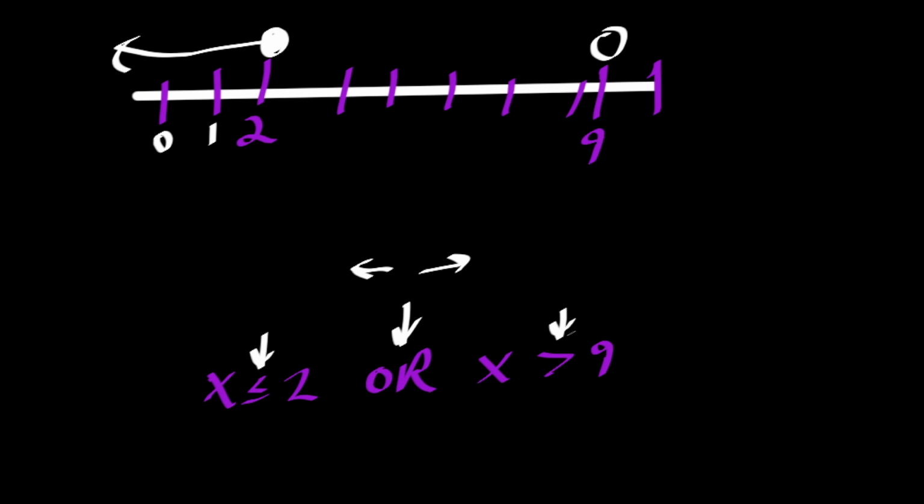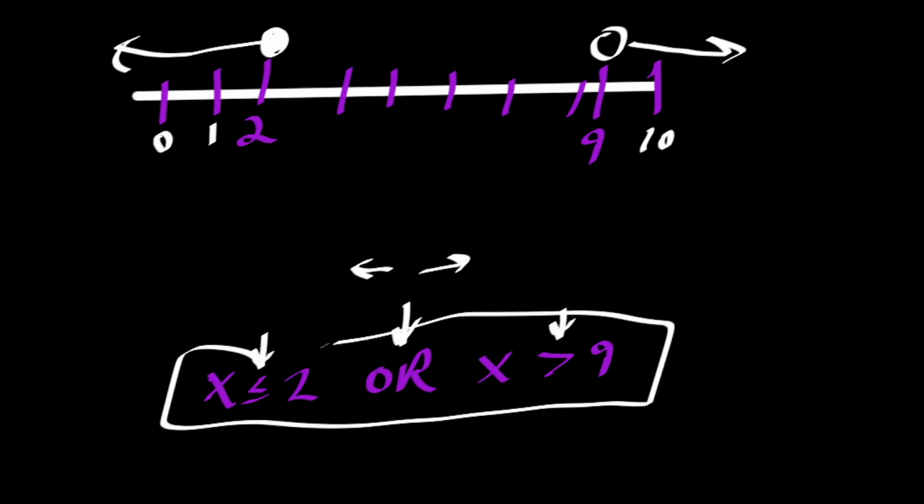Now let's do the same thing with 9. Well, if x is greater than 9, what values are going to be greater than 9? To the right on the number line or to the left? It'd be to the right. This would be 10 and 11, 12, and so on. So then this graph is going to point to the right. So this is how our graph would actually look. This would be the graph of the solution for our inequality.